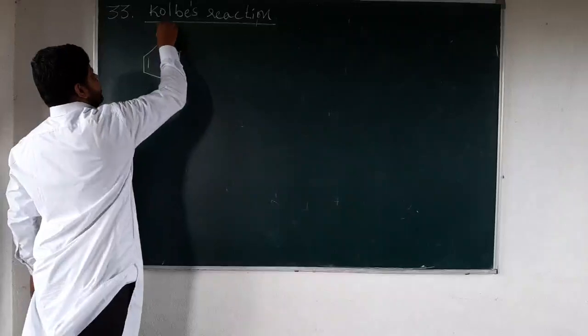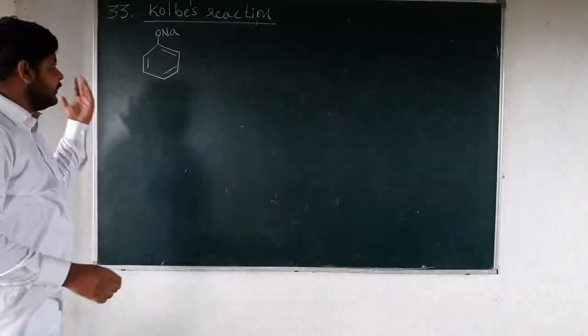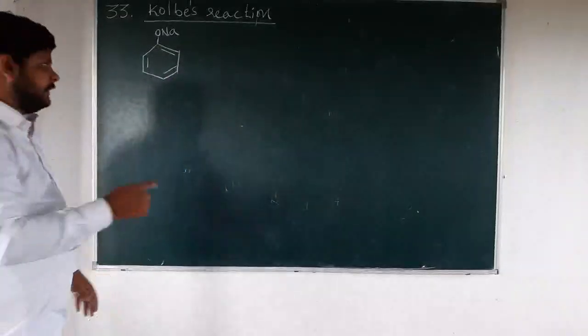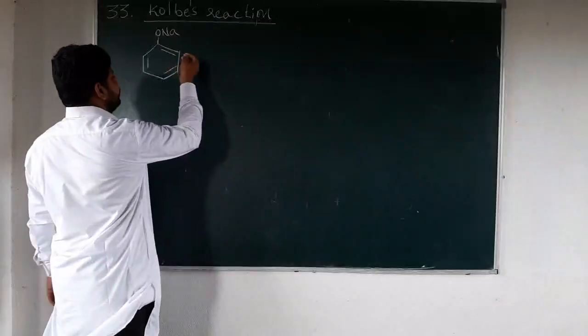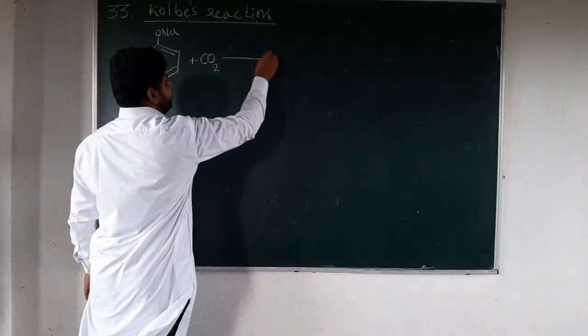I will directly take sodium phenate. You can ask how sodium phenate is formed. When phenol is treated with NaOH, it will form sodium phenate. Sodium phenate is one of the products of phenol only. Sodium phenate is treated with carbon dioxide.